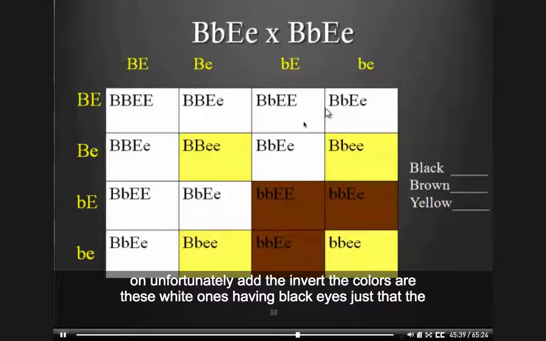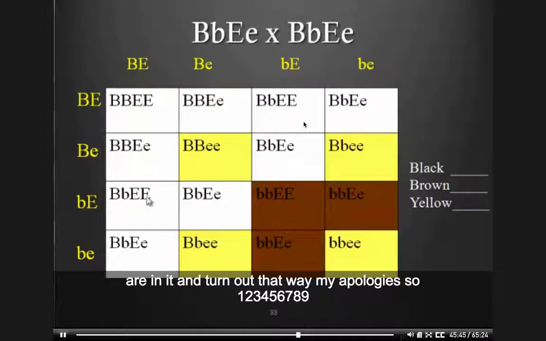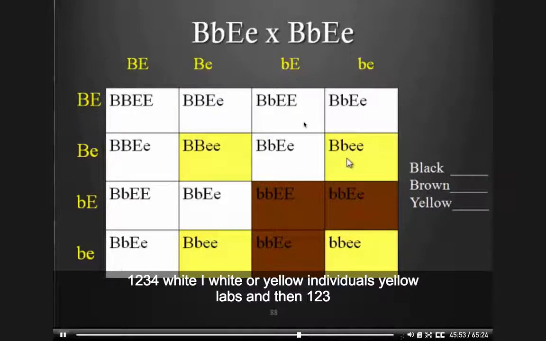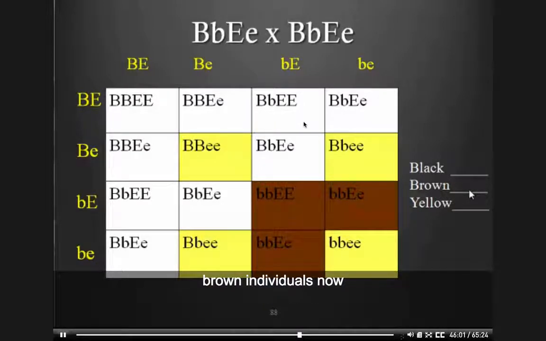Unfortunately, I had to invert the colors here. These white ones here mean black. It's just that it didn't turn out that way. My apologies. So 1, 2, 3, 4, 5, 6, 7, 8, 9. We end up with 9 black individuals. 1, 2, 3, 4 white or yellow individuals, yellow labs. And then 1, 2, 3 brown individuals.